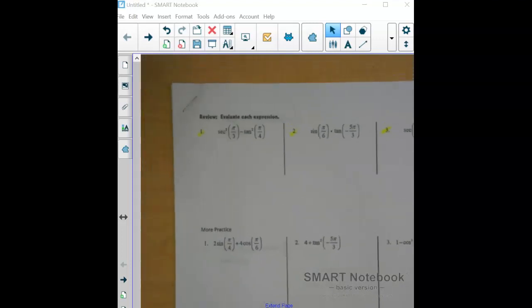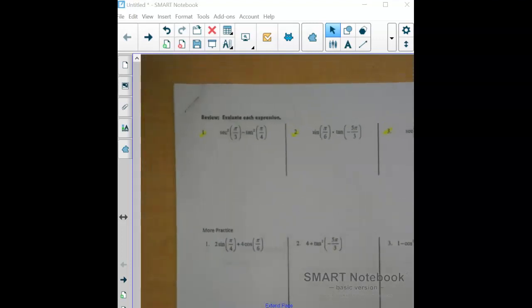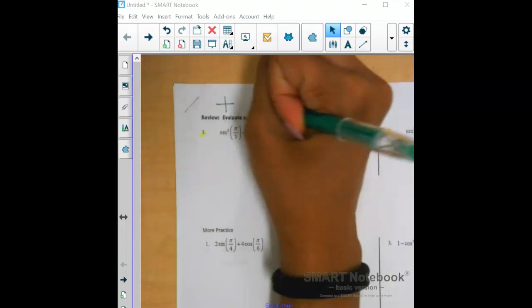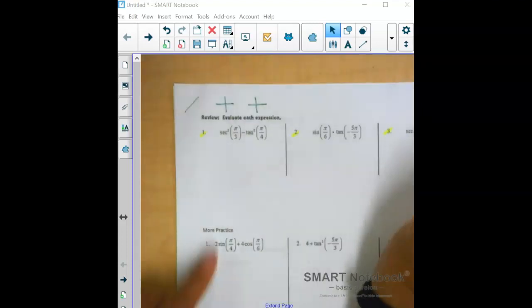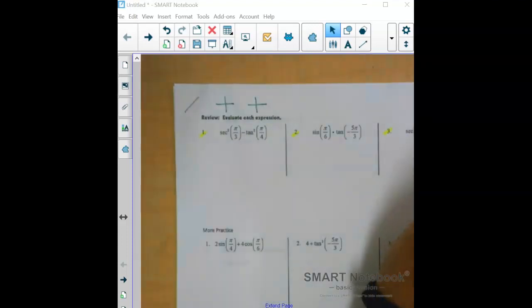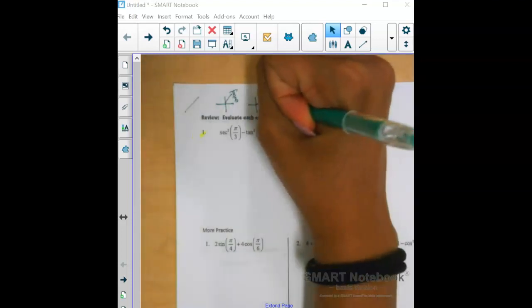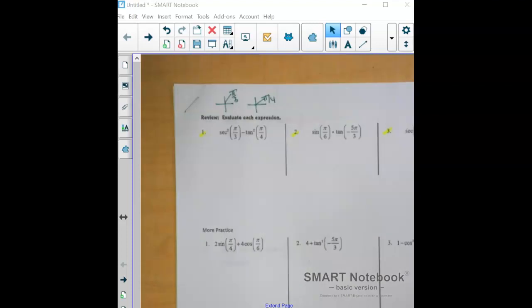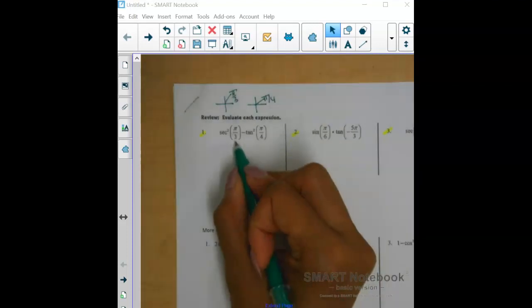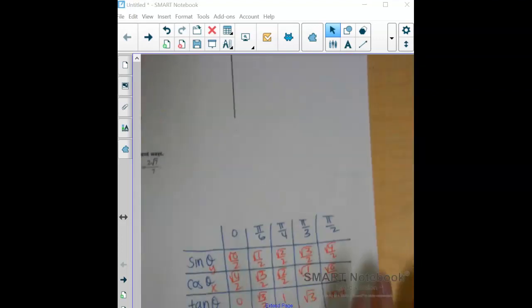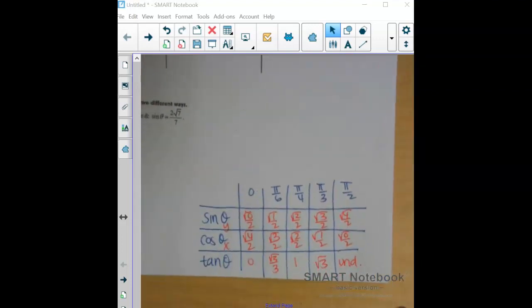All right, so I'm going to start by looking at question number 1. If you're still working, you're fine. I'm just going to start working through it a bit. For question number 1, I'm going to draw out the 2 different angles I'm looking at, which are pi over 3 and pi over 4. Pi over 3 is in quadrant 1, and pi over 4 is also in quadrant 1. So I need to take the pi over 3 and pi over 4 values from this chart to find my answer in just a second.